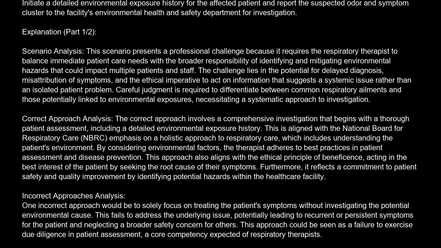Incorrect approach analysis. One incorrect approach would be to solely focus on treating the patient's symptoms without investigating the potential environmental cause. This fails to address the underlying issue, potentially leading to recurrent or persistent symptoms for the patient and neglecting a broader safety concern for others.